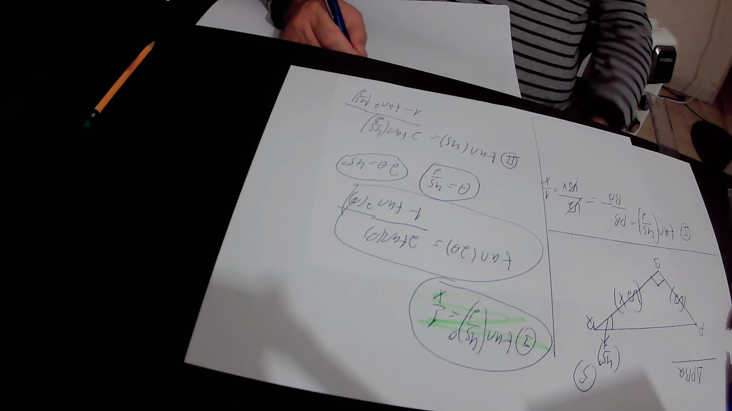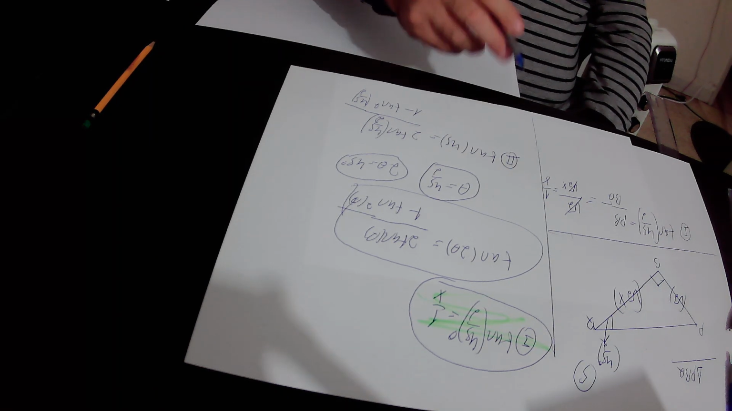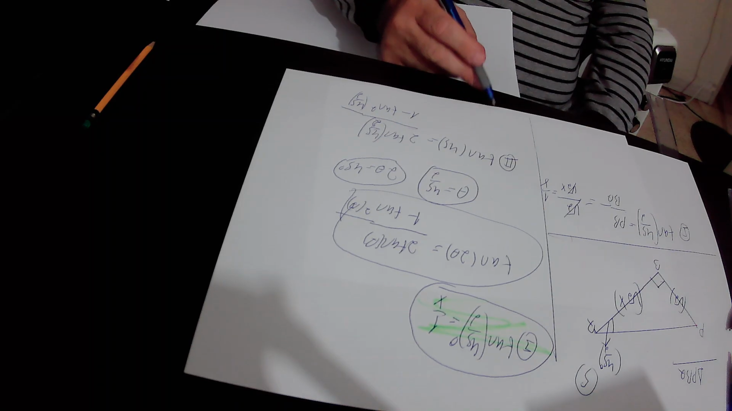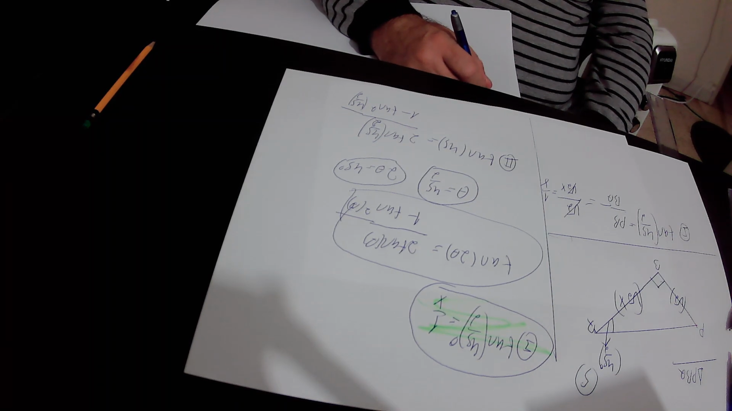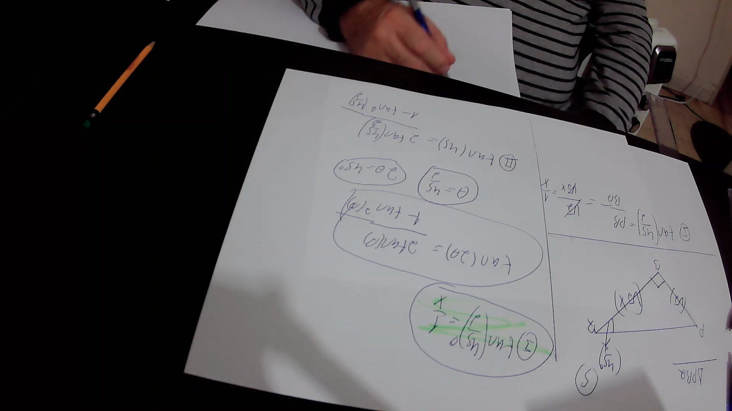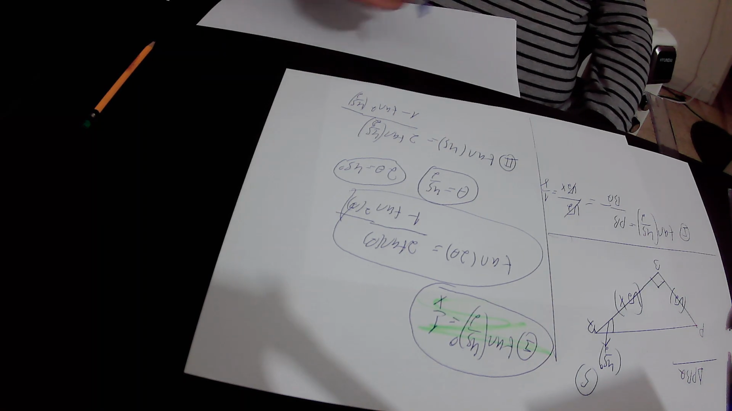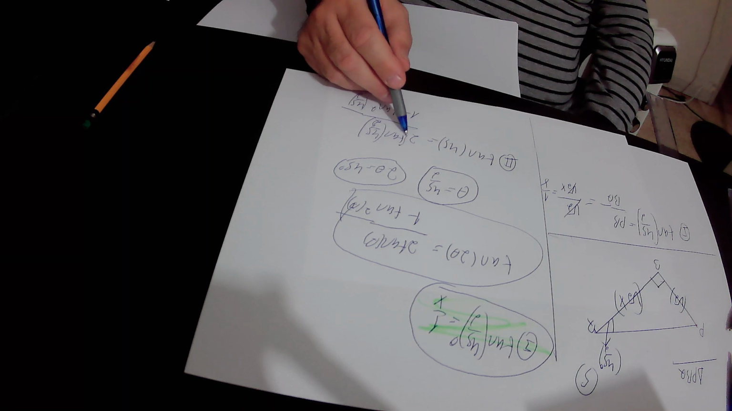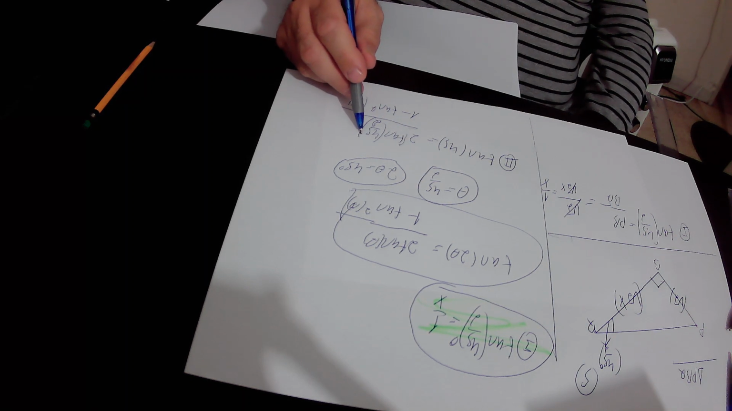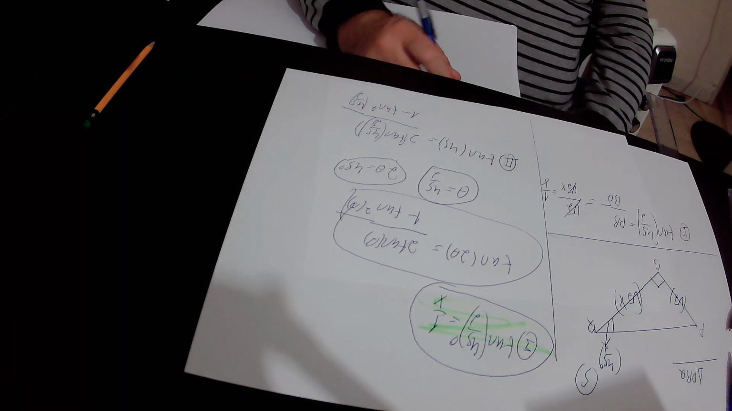So here tangent 45 degrees is 1, and it equals 2 tangent 45 over 2 degrees. We define tangent 45 over 2 degrees as t.